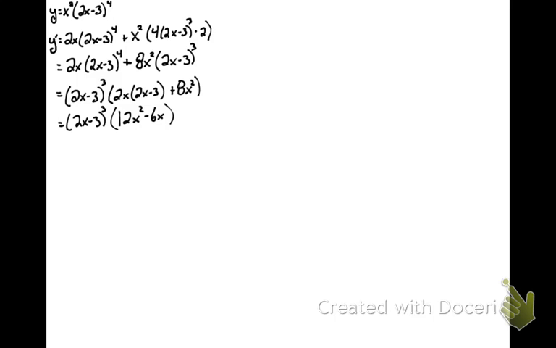And I'm going to choose to stop there, even though this will factor. In fact, it does factor, so let me just take it one step further. I'll have (2x minus 3) cubed times 6x times (2x minus 1). Let's consider another example.